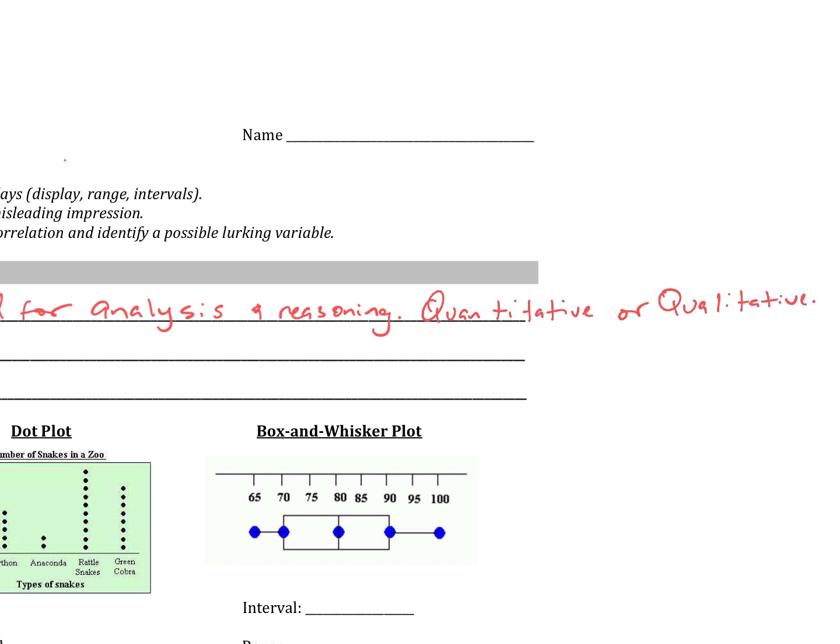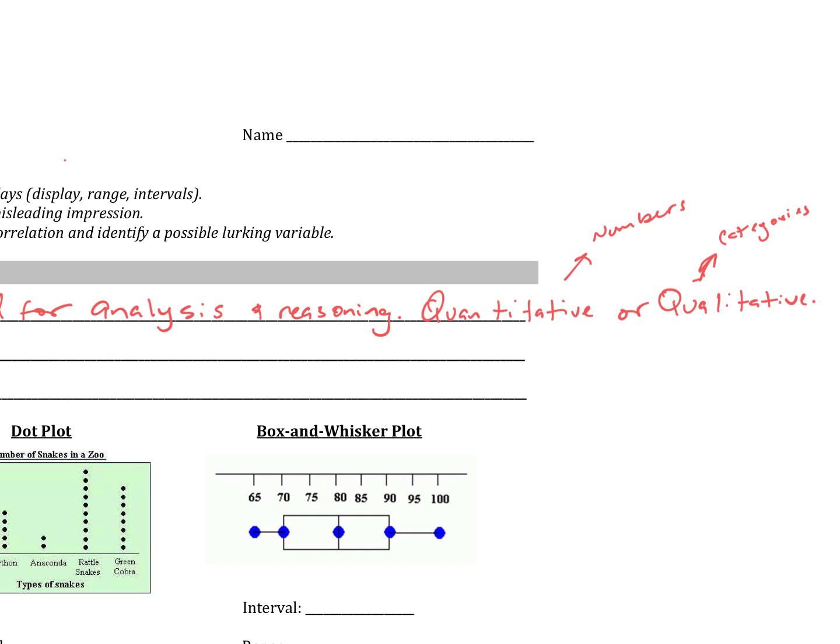So, quantitative, we're talking numbers, 1, 2, 3, 4, things like that. Qualitative, we're talking more like categories. So, what's your favorite ice cream? What's your favorite color? What's your favorite pet? Things like that, where you're not going to be giving numerical answers.